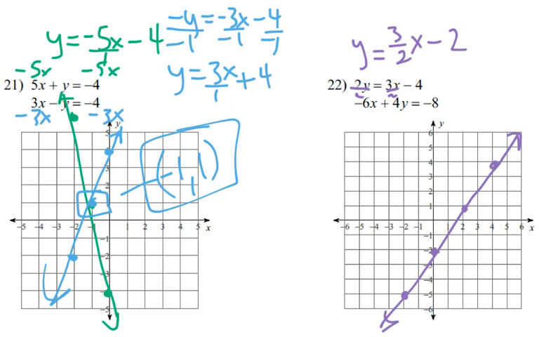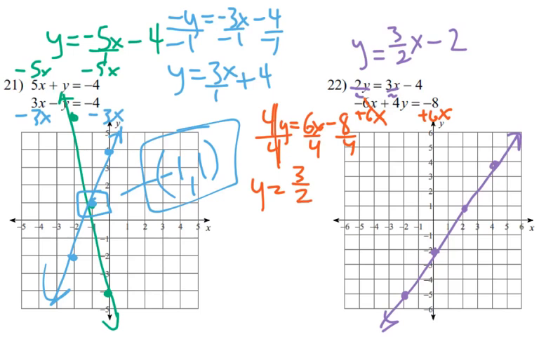Okay, now we do the same thing to this. Let's add a 6x because it's a negative 6x. So we get 4y equals 6x minus 8. Divide everything by 4. And we get y equals 6 over 4 reduces to 3 over 2 x minus 8 divided by 4 is 2. What do we notice right off the bat? We've got the same exact line.